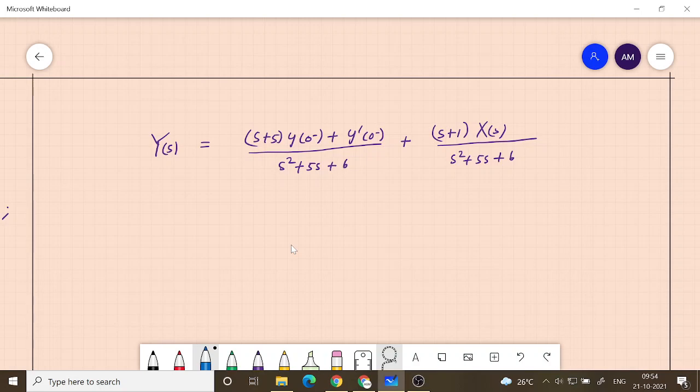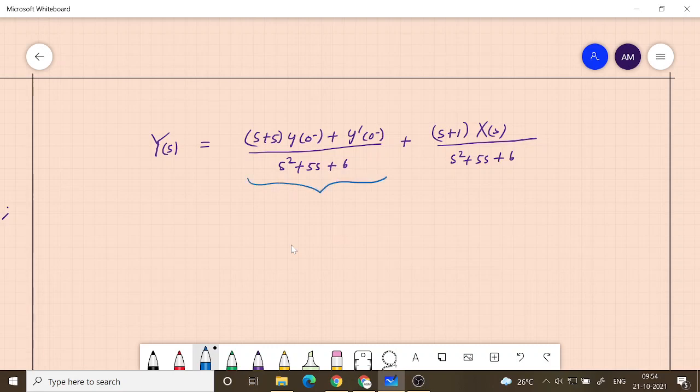Now if you look at the two terms, y of s, which is basically the Laplace transform of the output, has two components to it. One which is entirely dependent upon the non-zero initial conditions, and the other is entirely dependent upon the input. Okay, so we can just segregate this into two parts. One that depends upon non-zero initial conditions. So the part that depends only on the non-zero initial conditions, that is this part.